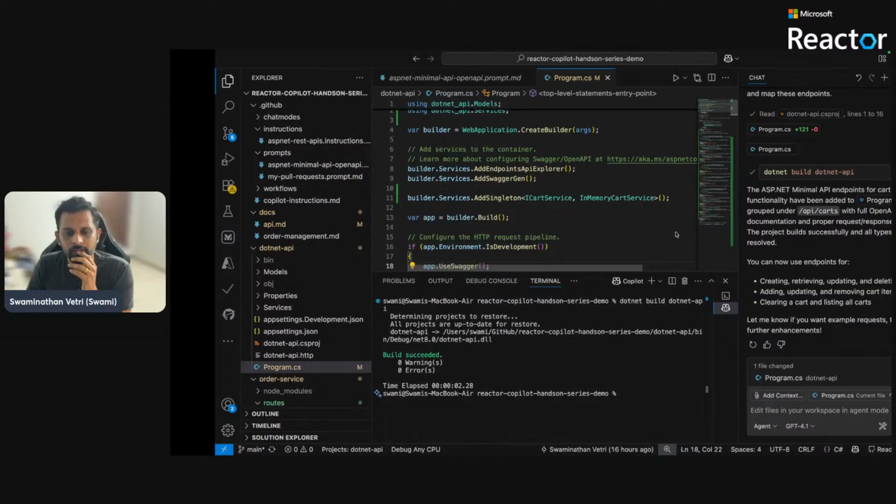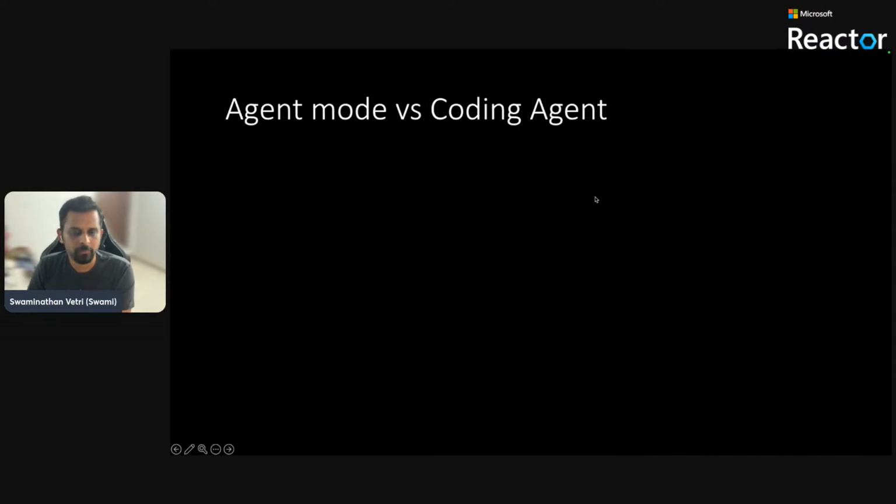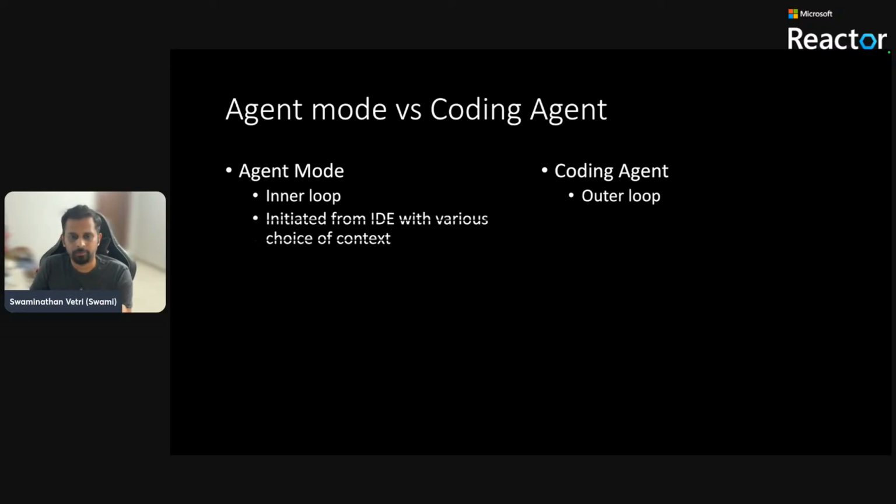All right. So now, how do you choose between agent mode and a coding agent? This is also a common question which we all have. The agent mode, as I said, is mostly focused on the inner loop, in the sense that you are trying to implement a feature, and you are taking help of Copilot to create your documentation or your unit tests or your code, etc. But the coding agent comes as an outer loop. That means you just have a problem statement at hand and you want it to work autonomously, and it would come back with an outcome from that.